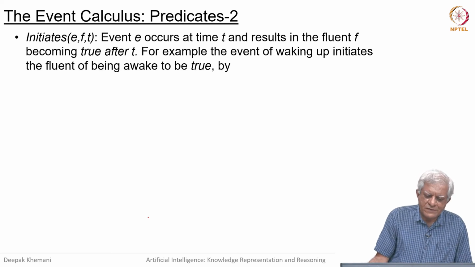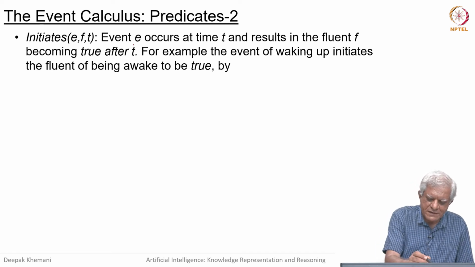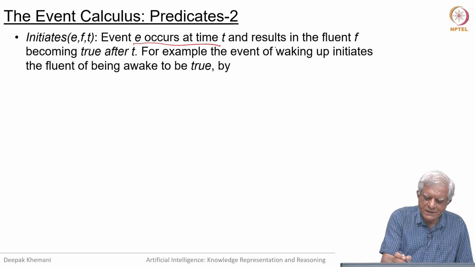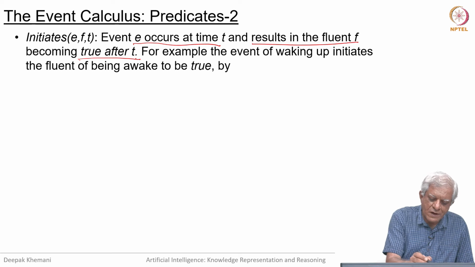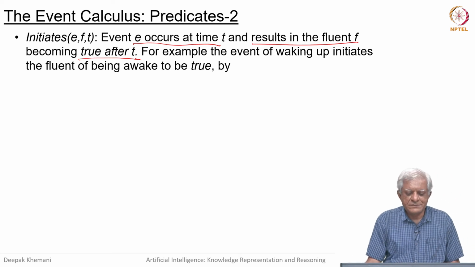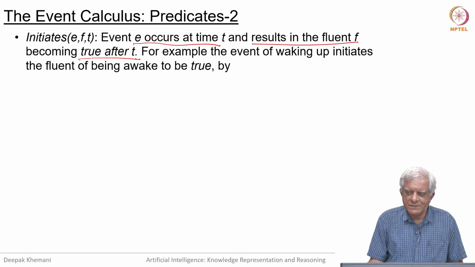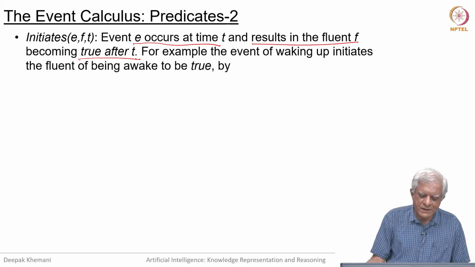Then the effect of events on fluents is captured by two predicates. One of them is Initiates, and what this says is that event E occurs at time t and results in the fluent F becoming true after time t. So, for example, the event of waking up initiates the fluent of being awake.